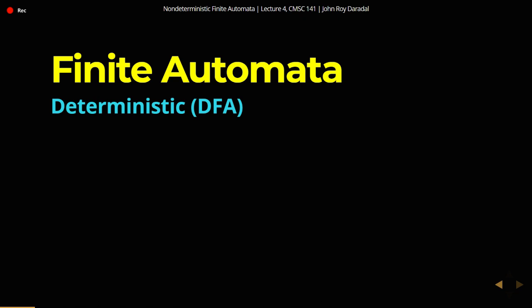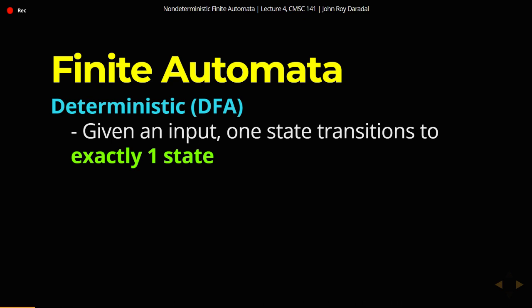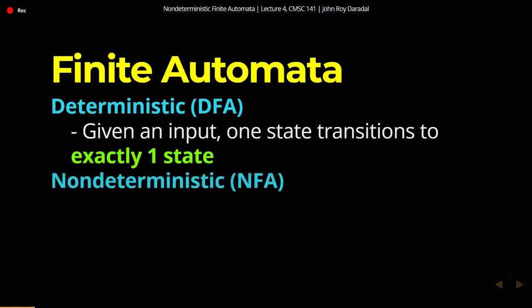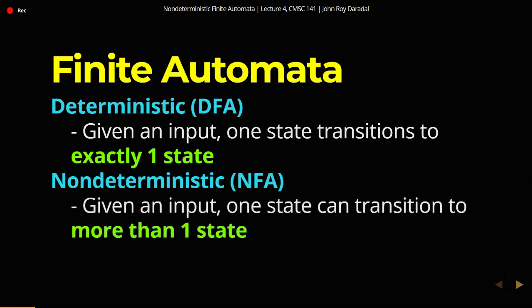So previously, we said that there are two types of finite automata, and in the previous video, we discussed deterministic finite automata, wherein if you're given an input, one state will transition exactly to one state, so it's deterministic. The other type of finite automata is the non-deterministic finite automata, or NFA, wherein if you're given an input, one state could transition to more than one state.